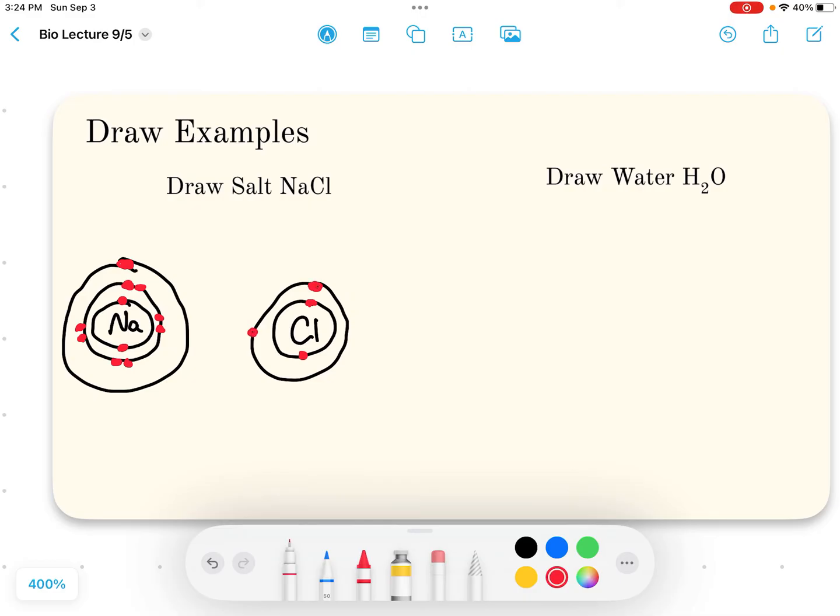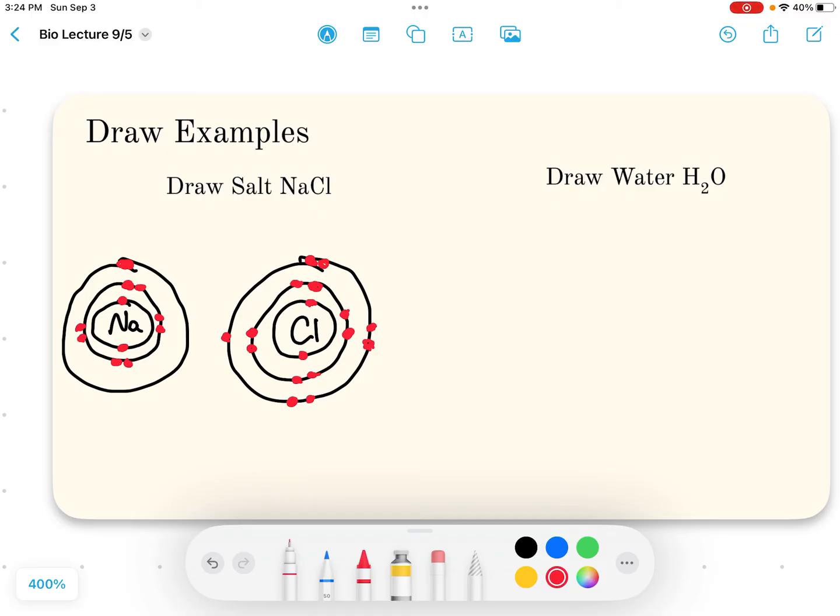3, 4, 5, 6, not full yet, so we've got to keep going around. 7, 8, 9, 10. That ring is now full. We've got to go to our last ring. So now we're at 10. I need to go to 17. So 10, 11, 12, 13, 14, 15, 16, 17.